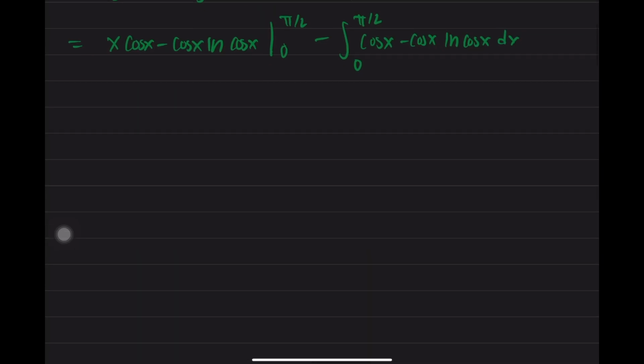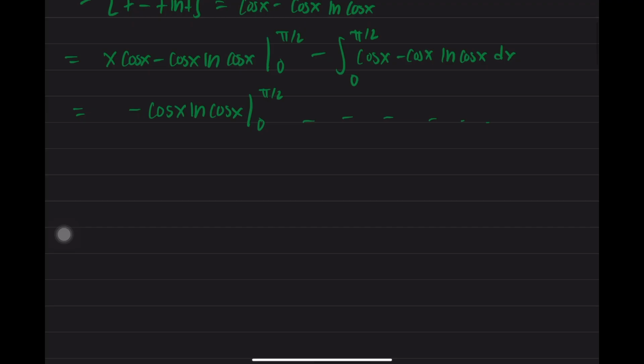So now let's continue here. We notice that x cosine of x, at pi over 2, becomes 0. And at 0, x cosine of x is again 0. So we'll get negative cosine of x ln cosine of x evaluated from 0 to pi over 2. Now this is going to be a little bit more interesting. At 0, we'll have ln of 1 times negative 1. That becomes 0. However, at pi over 2, cosine goes to 0, and ln of that is negative infinity. So I have negative cosine of x times ln of infinity.